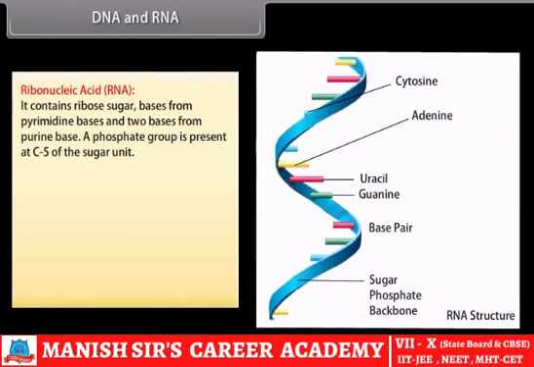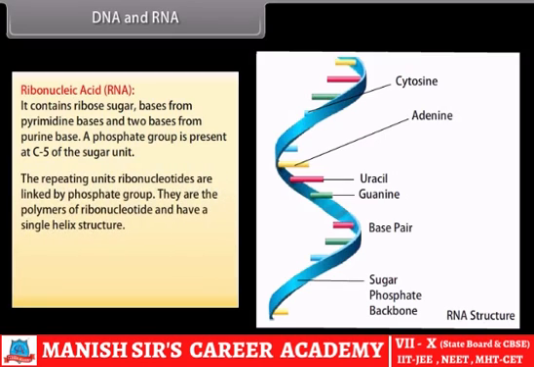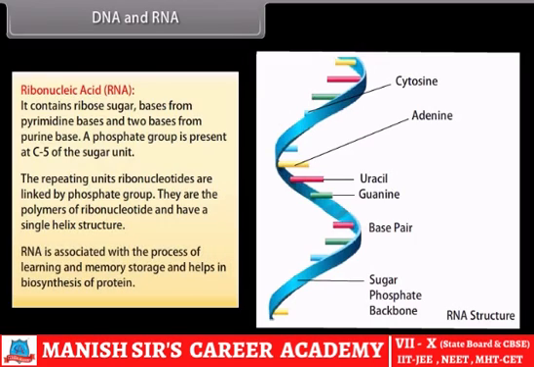Ribonucleic acid contains ribose sugar, bases from pyrimidine bases, and 2 bases from purine base. A phosphate group is present at C5 of the sugar unit. The repeating units ribonucleotides are linked by phosphate group. They are the polymers of ribonucleotide and have a single helix structure. RNA is associated with the process of learning and memory storage and helps in biosynthesis of protein.